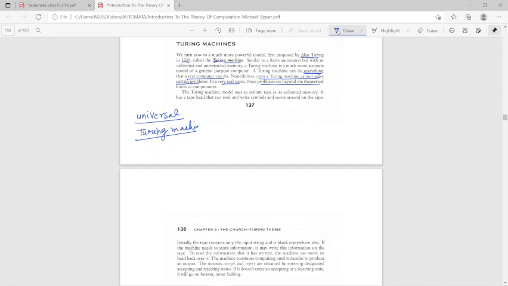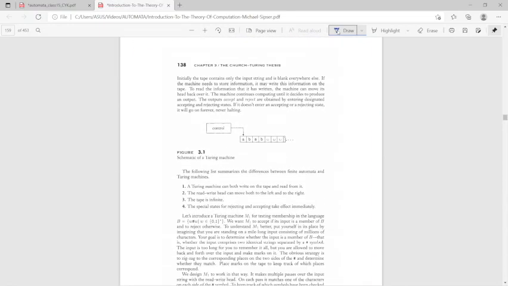And there is a tape head that can read and write. We have seen finite automata and PDA before, but here it can also write. It can read and write symbols, and it can move around on the tape, right? Initially the tape contains only the input string and is blank everywhere. A blank symbol can be written as any symbol; capital B is used for blank, or whatever it may be.